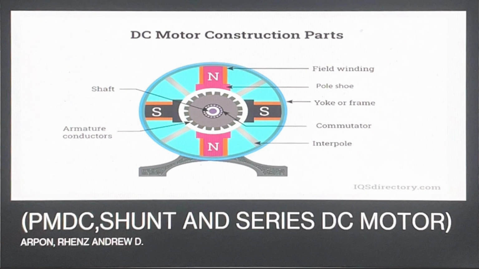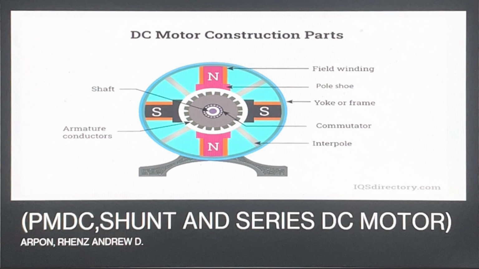Shaft, the rotating part that delivers mechanical power output from the motor. Armature, the rotating coil or core where current flows, interacting with the magnetic field to produce torque, shown in pink. Armature conductors, wire on the armature that carries current and generates the magnetic field. Commutator, a segmented copper ring on the armature shaft that reverses current direction in the armature windings to maintain rotation. Brushes, sliding contacts that supply current to the commutator from the external power source.